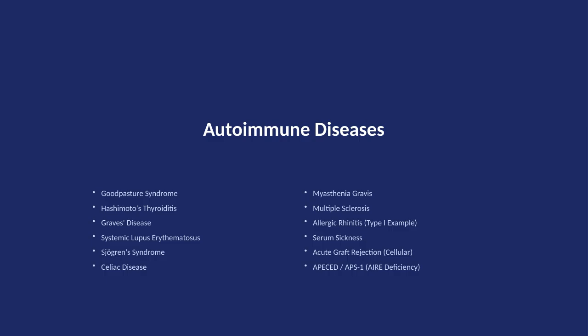Celiac disease is an autoimmune reaction to gluten that damages the small intestine. Myasthenia gravis causes muscle weakness by blocking communication between nerves and muscles. Multiple sclerosis involves immune attacks on the nervous system, leading to impaired nerve signaling. Allergic rhinitis is included here as a classic example of a type 1 hypersensitivity reaction involving IgE antibodies. Serum sickness is a type 3 hypersensitivity reaction caused by immune complexes. Acute graft rejection is a cellular immune response against transplanted tissue. Finally, APECED, or APS1, results from AIRE gene deficiency, leading to multiple autoimmune problems due to failure in self-tolerance. Understanding these diseases helps clarify how different aspects of immune dysfunction can cause a wide range of clinical presentations.